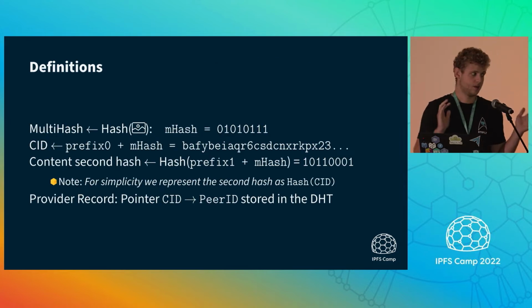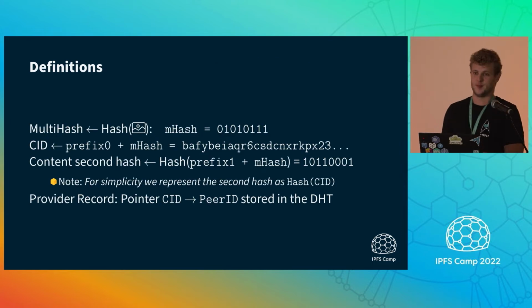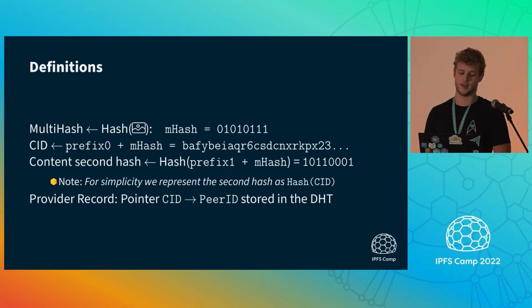So I'm just going to go through a couple of definitions that you're going to see again in the presentation. So the multi-hash in IPFS is basically when you have some content, in order to get the CID, you will first hash the content. So if you have an image, you just put it through a hash function. You're going to get a binary hash. And then from this multi-hash, you will add some prefix, and you will get a CID from there, which is the string you can see.